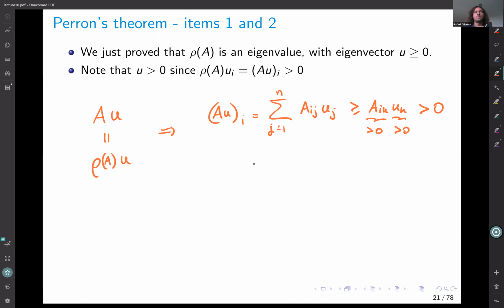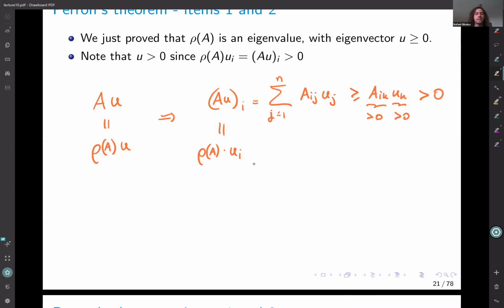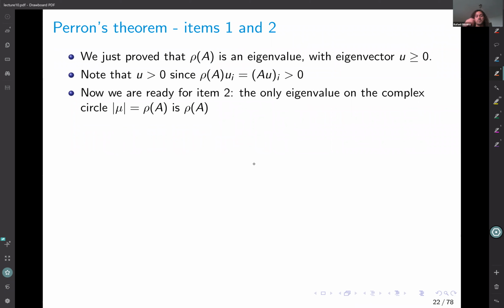And that is just because our matrix is fully positive. So we have that all of the coordinates of AU_i are positive. But now AU_i is equal to rho of A times U_i, because rho of A is an eigenvalue. So in particular, we know that U_i is positive, and this holds for every i. Does that make sense? Okay, excellent. So now we just proved that U is positive.